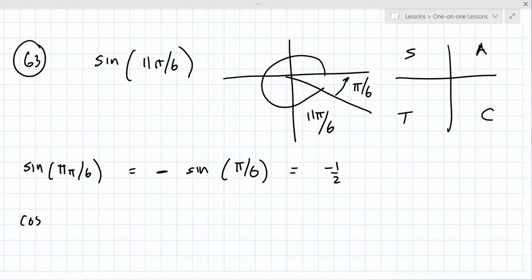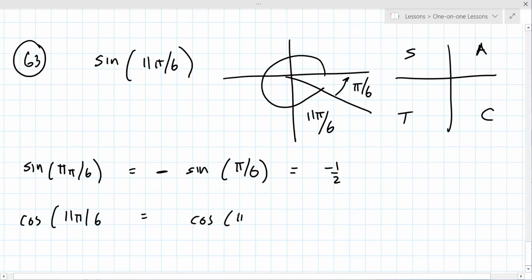Now what should cosine be? It's the same issue here. It's 11 pi over 6. So it's the cosine of pi over 6, but it's positive. So it's square root of 3 over 2. For the first one, then cosine equals, is that negative root 3 over 2? It's positive. You're positive in this quadrant. Okay, over 2.